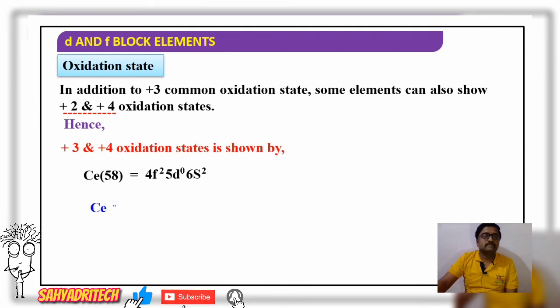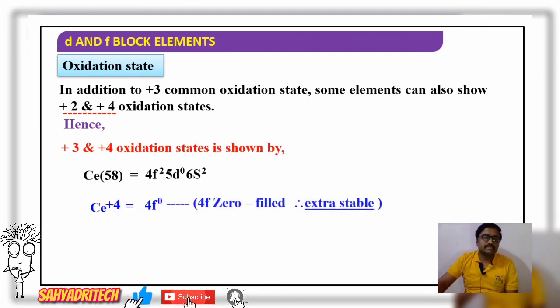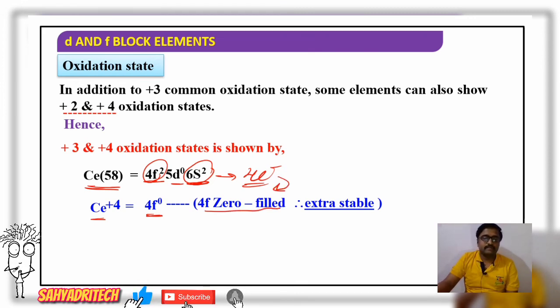Then coming to the +3 and +4 oxidation states, these are shown by, for example, cerium. Cerium, atomic number 58, electronic configuration 4f2, 5d0, 6s2. So cerium 4 plus means all 4 electrons were lost here: 2 electrons from 4f and 2 electrons from 6s. So cerium 4 plus by losing 4 electrons is going to get a 4f0. 4f0 means it's an empty orbital, so again it is more stable. So cerium readily shows +4 oxidation state.